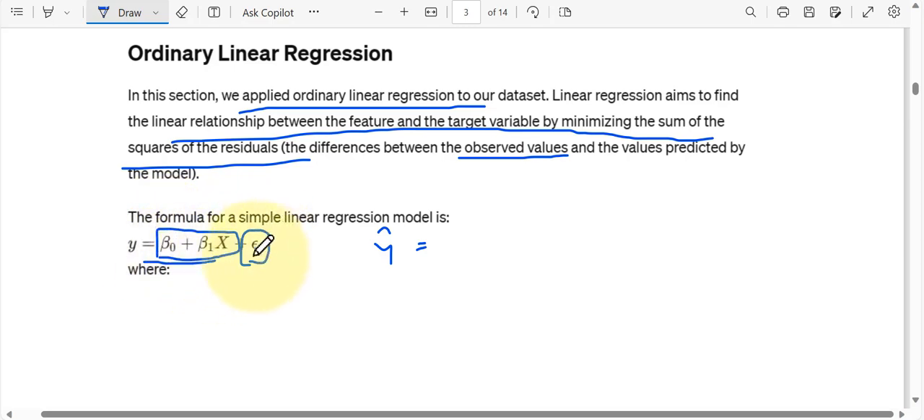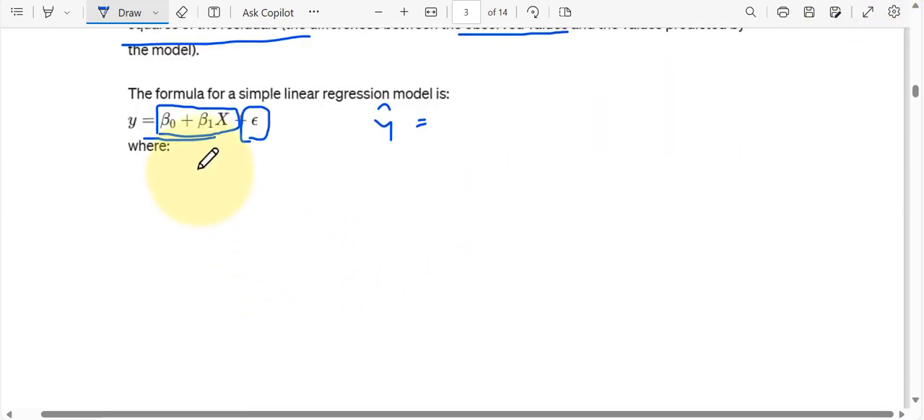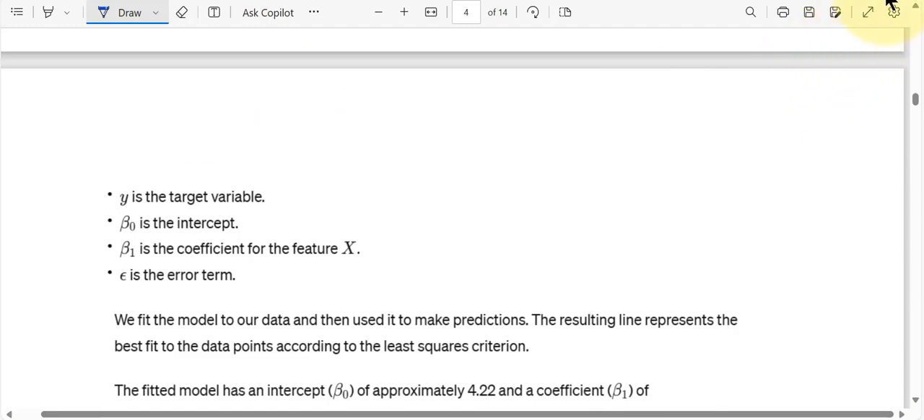But then we're just adding in the fact that we recognize that the actual y, this is not y hat, will not lie on the line in general. There'll be some residual, or you might call it some error. And then y is the target variable. We have this coefficient and this coefficient. This is the input value, and the epsilon. Epsilon, we can call it the error term, or the residual.